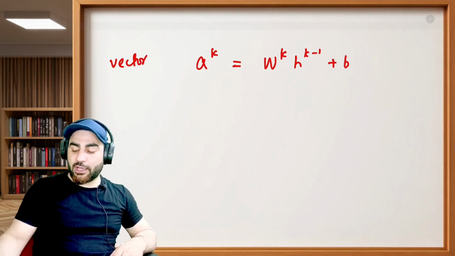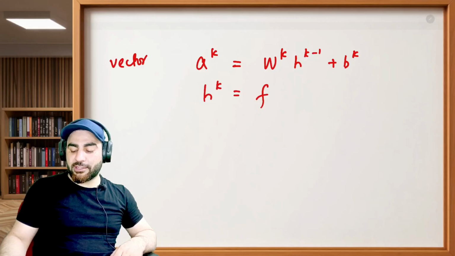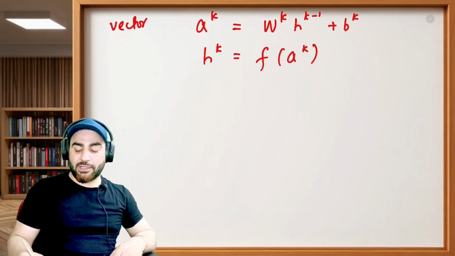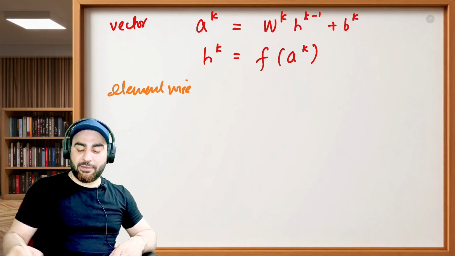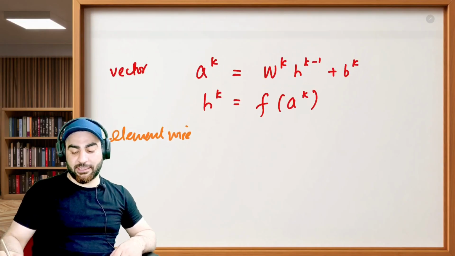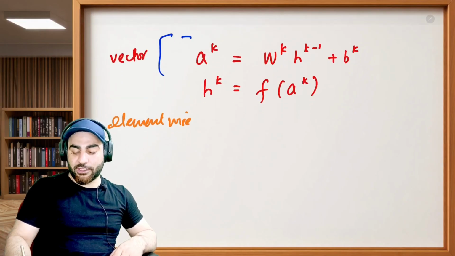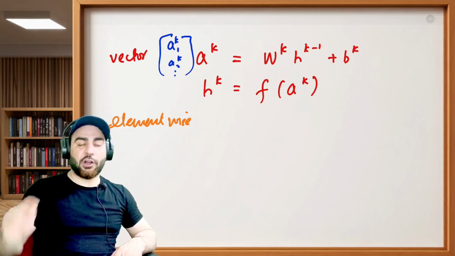After that we can apply an activation on this, so hk is equal to some activation function f applied on ak. But now we'll see it element-wise. What is happening element-wise? Each of this ak is a vector. So ak is a vector of this sort: ak1, ak2, and so on, depending on how many neurons there are.